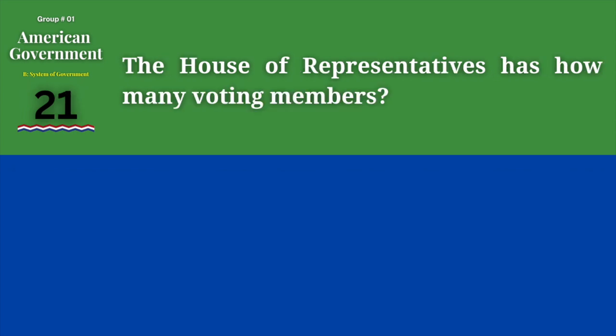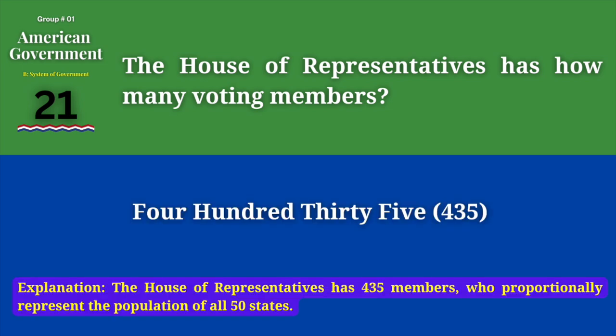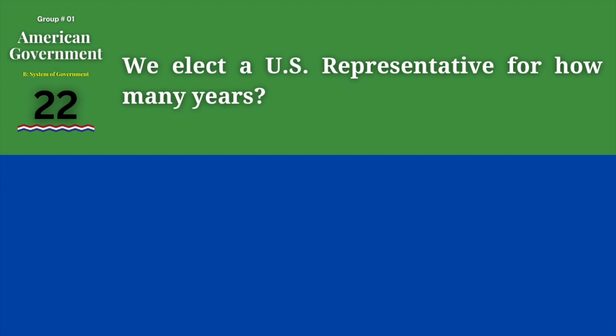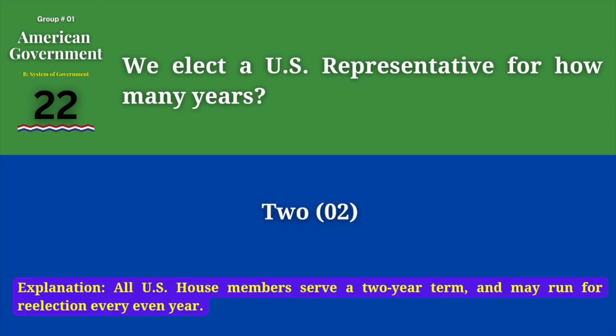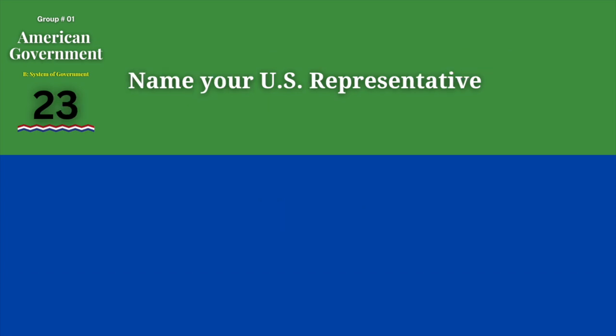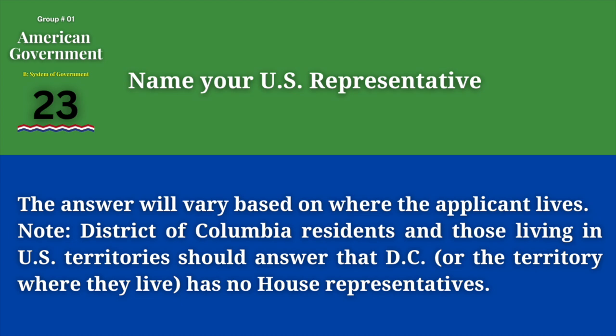The House of Representatives has how many voting members? 435. We elect a U.S. representative for how many years? 2. Name your U.S. representative. The answer will vary based on where the applicant lives. Note, District of Columbia residents and those living in U.S. territories should answer that D.C., or the territory where they live, has no House representatives.